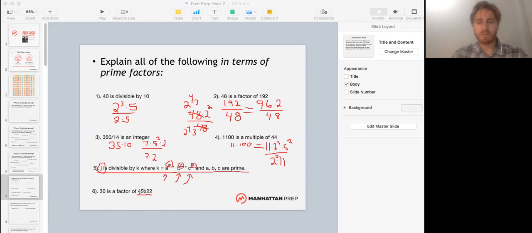Okay, 30 is a factor of 45 times 42. I wanted to get the idea across that up here we've only been dealing with single numbers, but we can do this with products and strings of multiplication, which the GMAT will actually ask you to do in more complicated settings, but it's the same idea. 45 is 3 squared times 5, times 11 times 2 for 22, over 30, which is 2 times 3 times 5. All the prime factors on the bottom are on top.